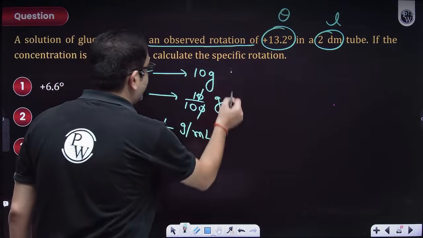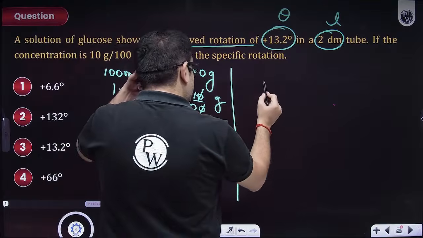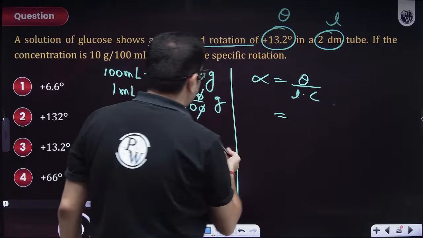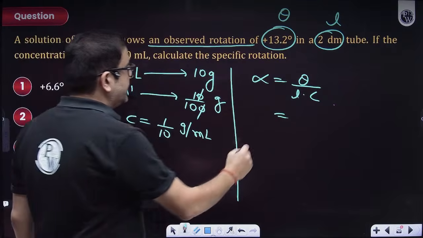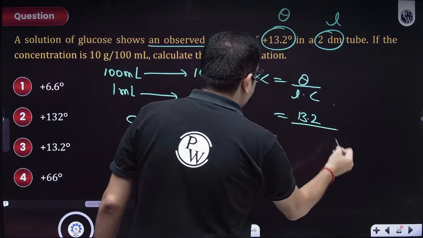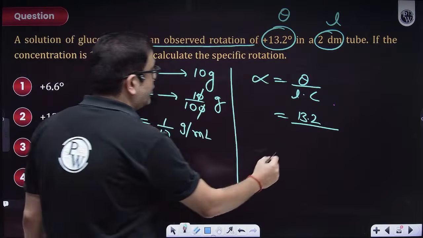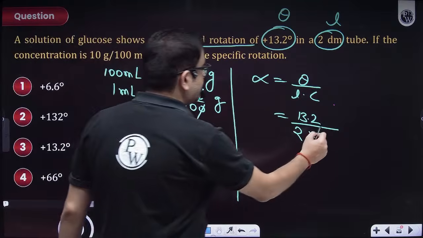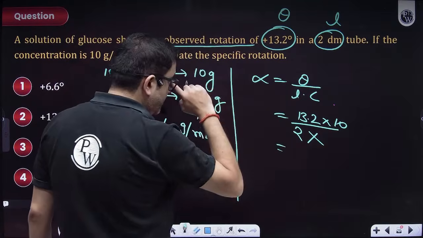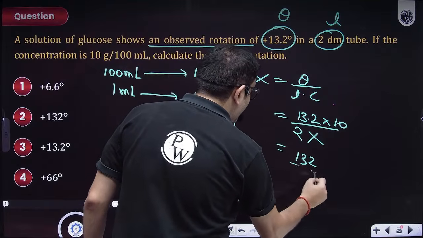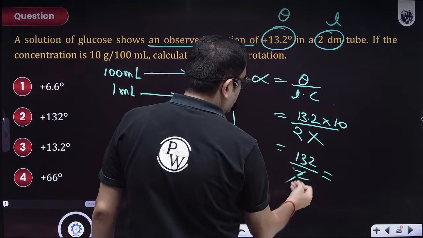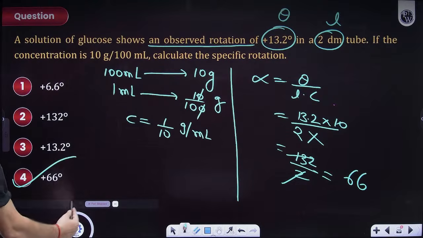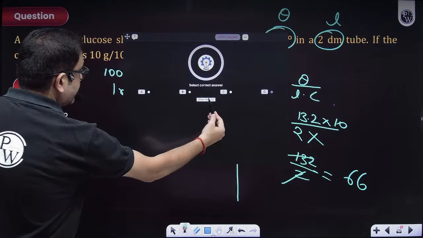Now you have to calculate the specific rotation. We definitely know alpha is equal to theta upon L into C with the proper unit, which I have converted. So theta is 13.2 degree upon length is 2 decimeter, and C is 1 by 10, that means a 10 will come in the numerator. So this is 132 by 2. So 2 sixes are 12 and then 6. So this is nothing but 66 degree.